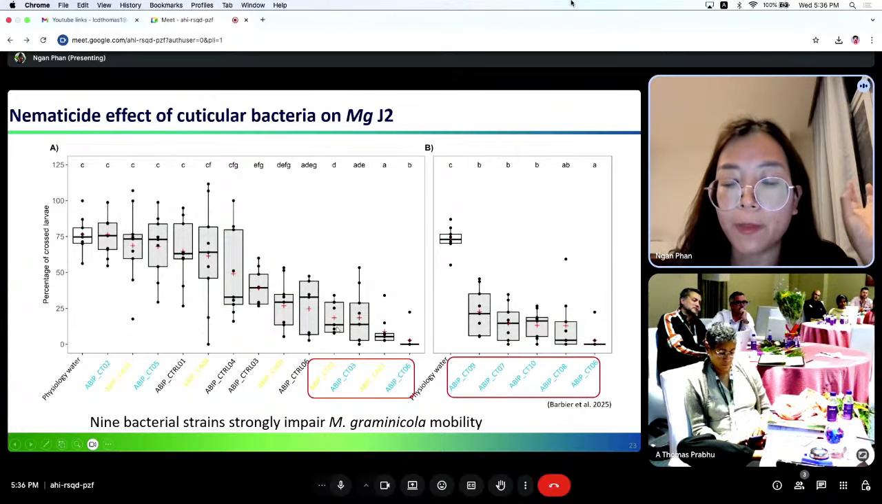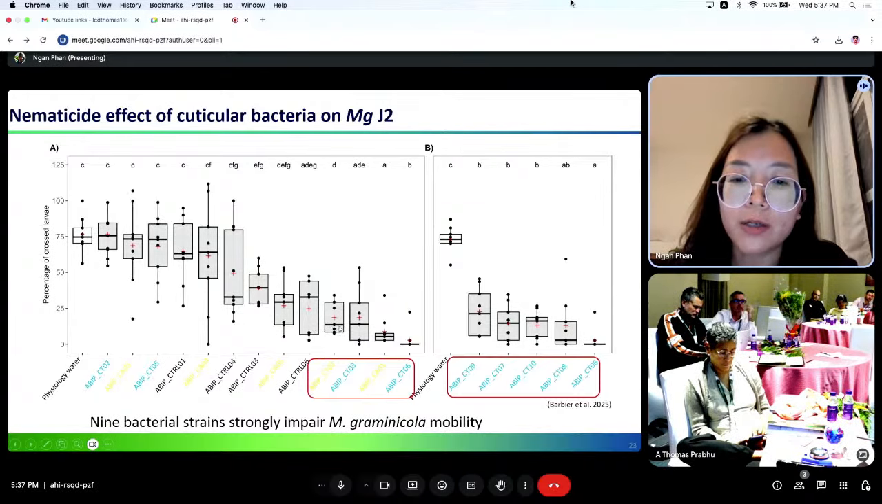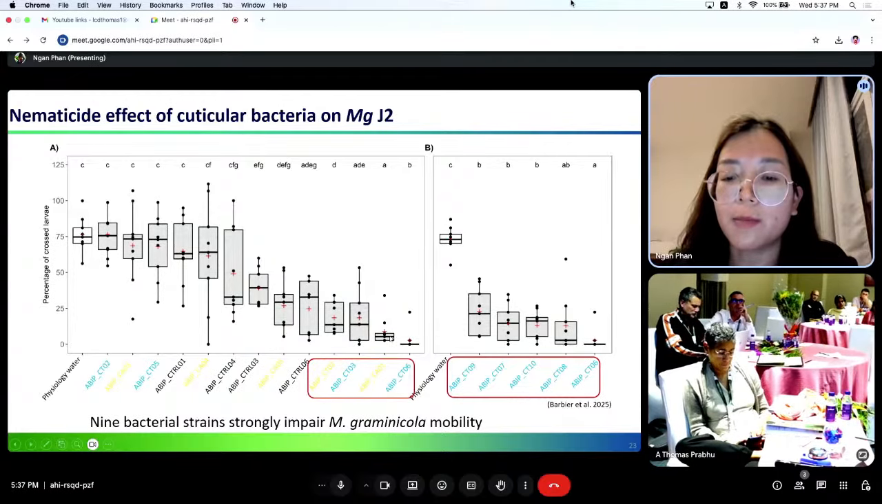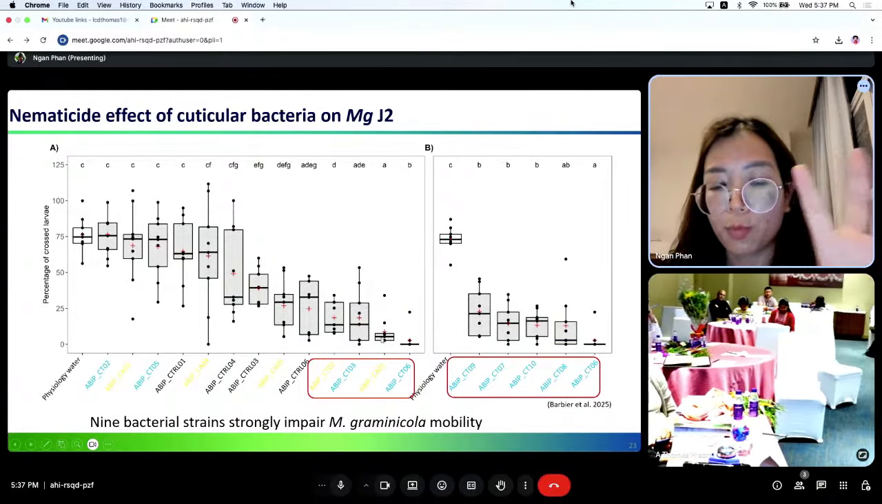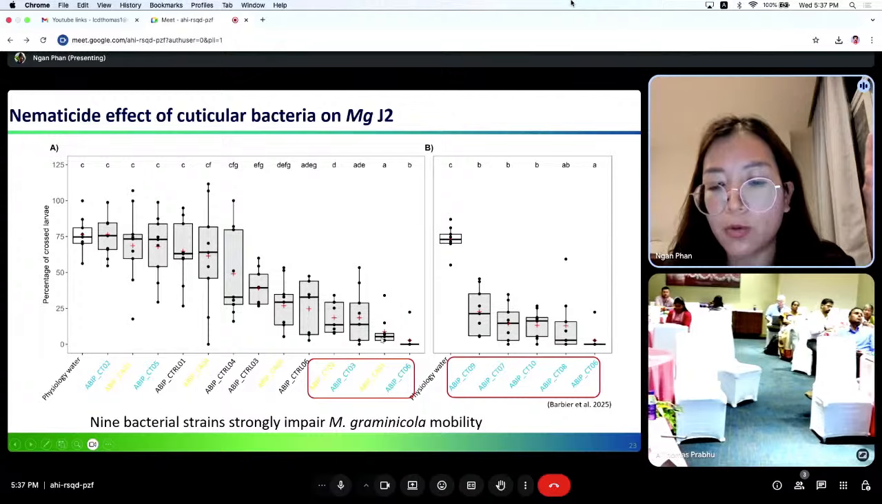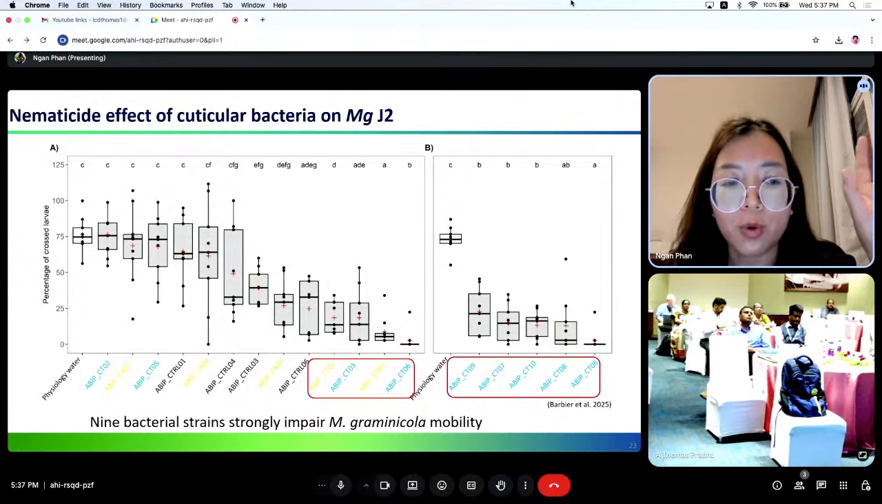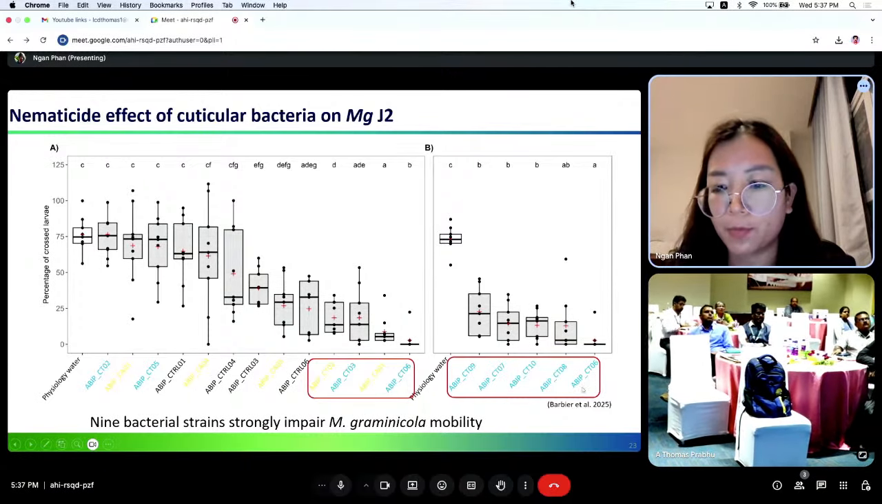the mobility of the MG juvenile. They can reduce the ability of moving of Meloidogyne graminicola to less than 25%.